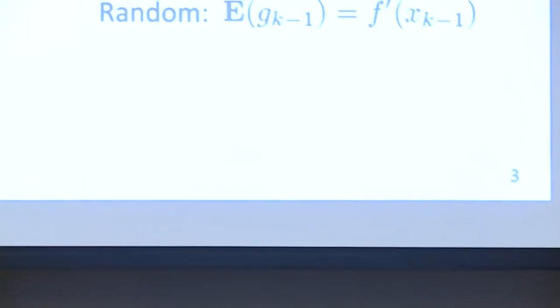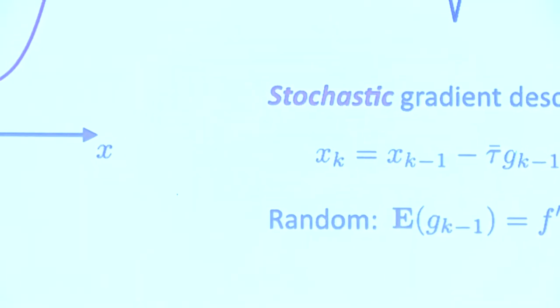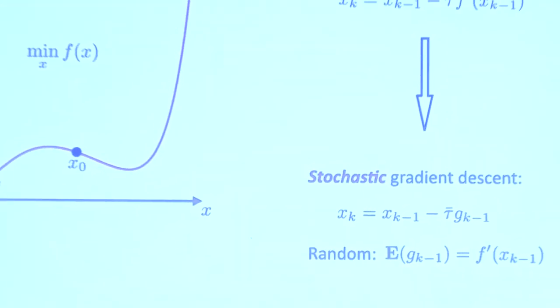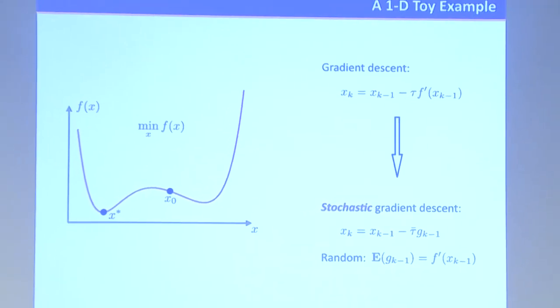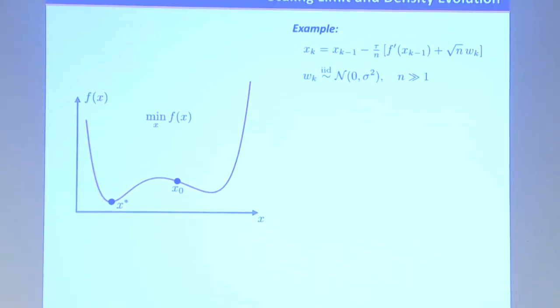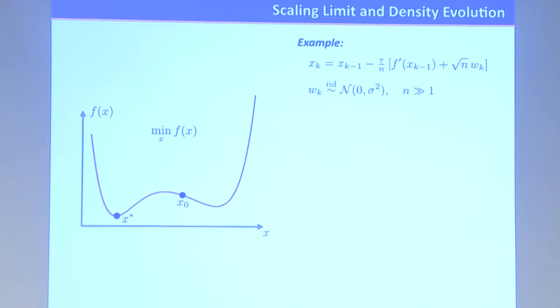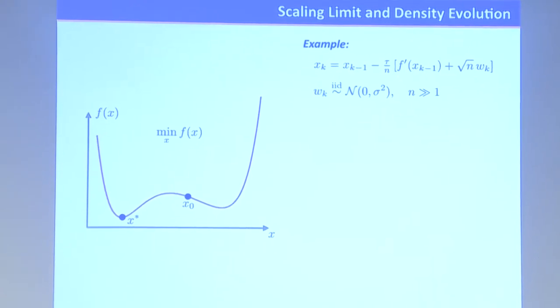The recipe is the same. What we do is replace the true gradient by g_k, which is a noisy version whose expectation is equal to the true gradient. To make things really concrete, let's consider this dynamics, or this algorithm. At every given step, we are taking a gradient descent step, where the noisy gradient is equal to the true gradient plus a zero mean Gaussian. And here, tau over n is a step size, right?